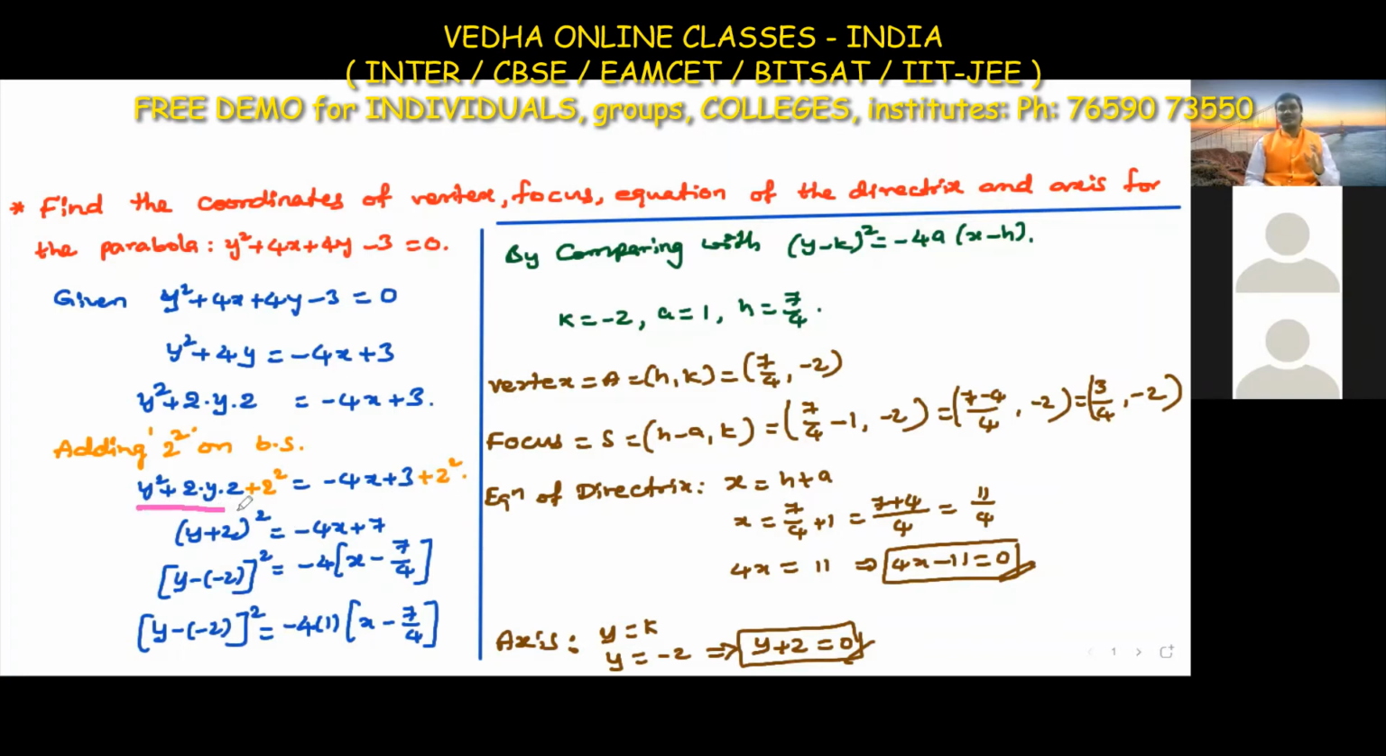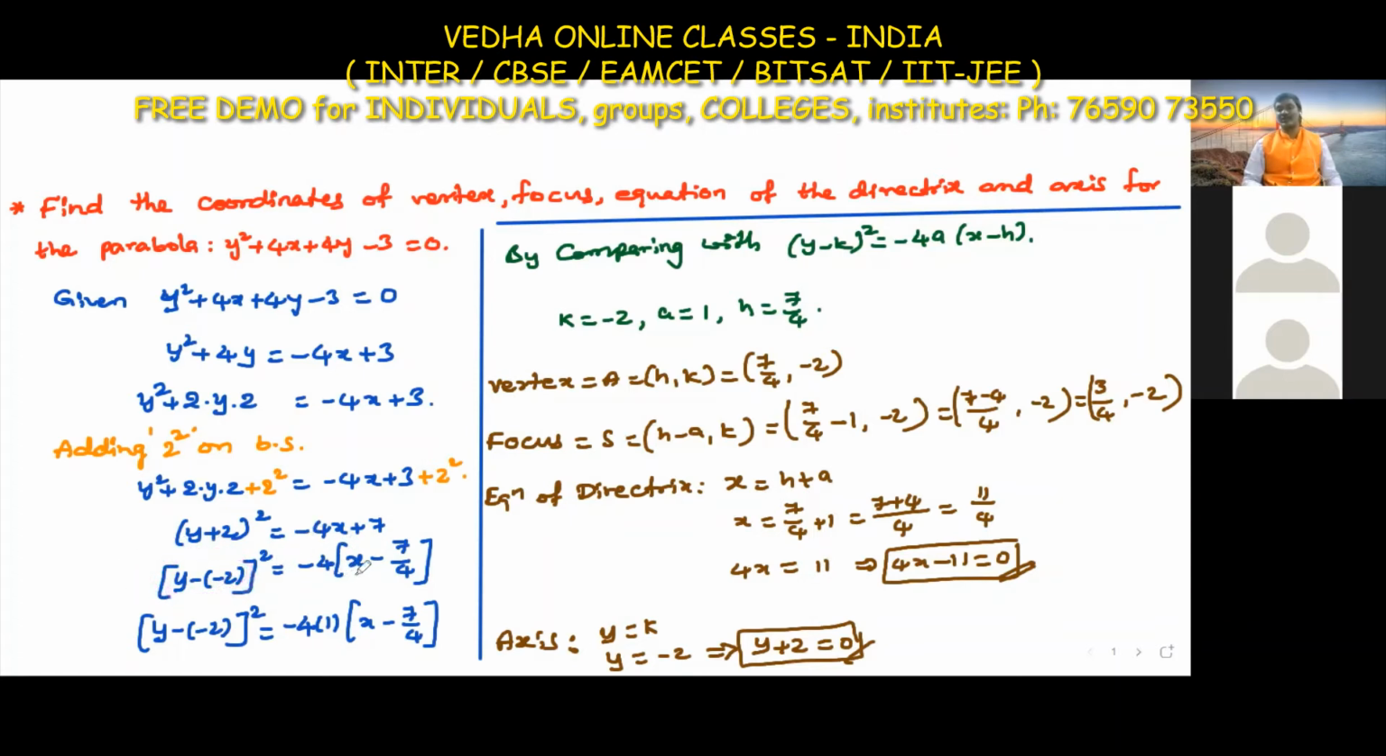Now a square plus 2ab plus b square is the a plus b whole square formula, written here. And minus 4x as it is, and 3 plus 4 is 7 written. After that, this y plus 2 we write as y minus of minus 2. Minus of minus 2 is plus 2 only, whole square.